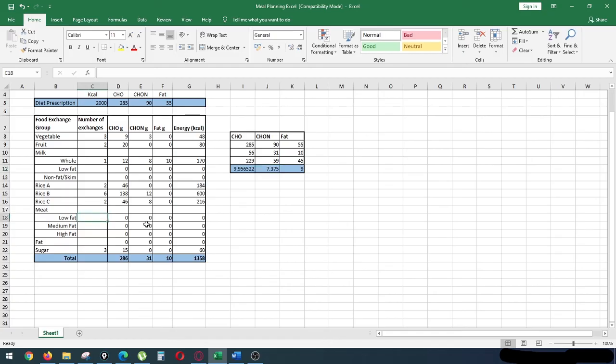So let's see, 5 and 2.5 of medium fat. And for the fat, you have 5. You have 2003 in your total. For the carbohydrates, you have 286. And for the protein, you have 91. And for the fat, you have 55. Alright, so that's it. It's very easy.